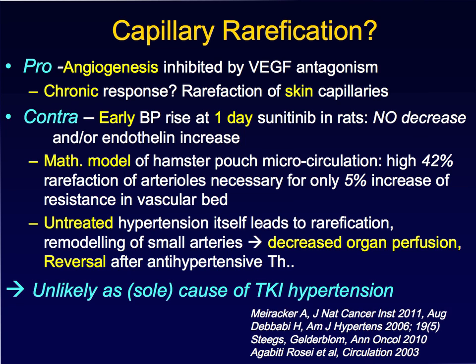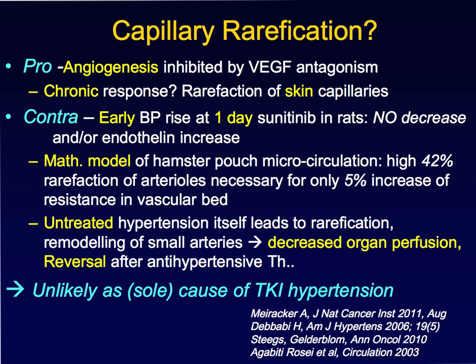And although there are several factors speaking for the capillary rarefication, when we look at the literature, I think it is more a chronic process because there is already an early blood pressure rise on the very first day in, for example, sunitinib in rats or also in patients. You can see this. And this might more point to an NO decrease or other mechanisms such as endothelin increase.